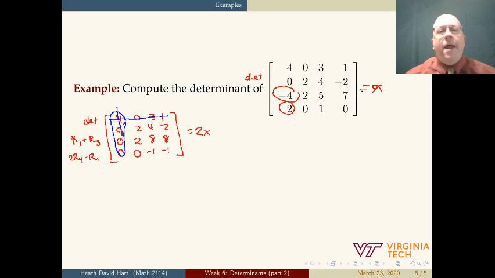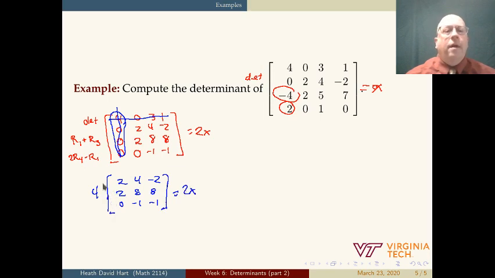So I'm going to eliminate the first column and the first row, but I have to preserve the 4 that was in that position. So now I have 4 times the determinant of the matrix 2, 4, negative 2, 2, 8, 8, 0, negative 1, negative 1, equals 2x. And I'm still taking the determinant of this. I left off the word determinant, sorry.